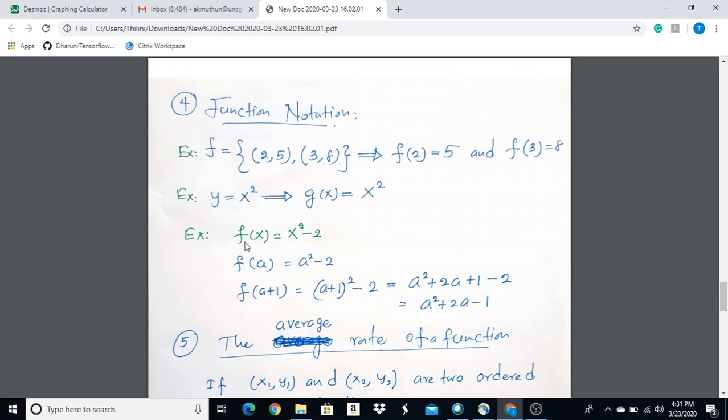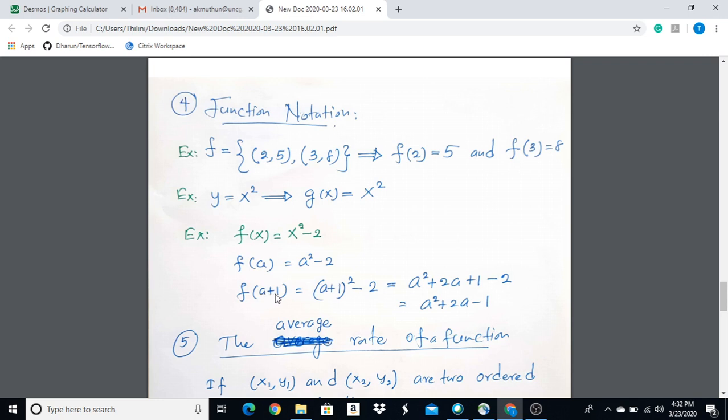And another one: here my function is f of x equals x squared minus 2. In this function, let's say we want to plug in a, which can be any number. So I'm plugging a into this f function, so that becomes a to the power 2, because that's what this function is doing. Whatever number you plug in, it takes the second power and subtracts 2. So here I'm plugging in a, so it is taking the second power and minus 2.